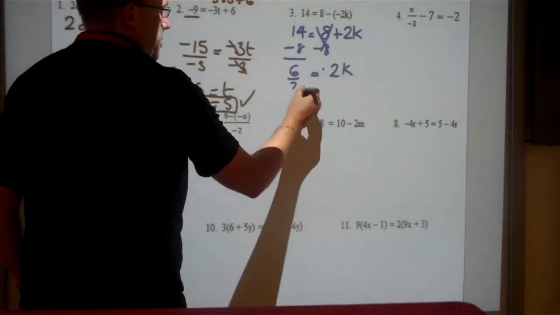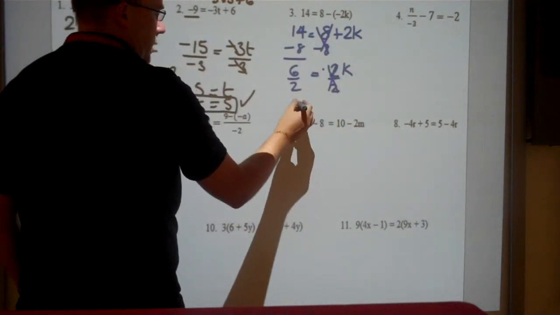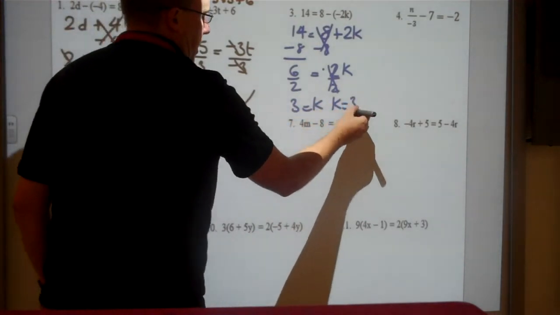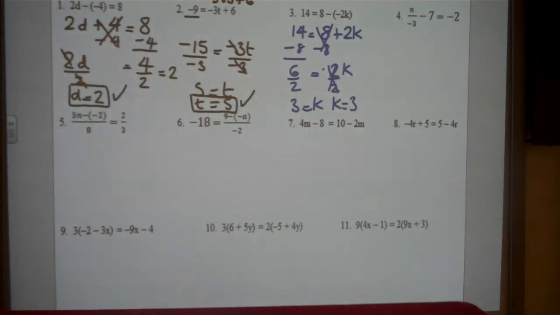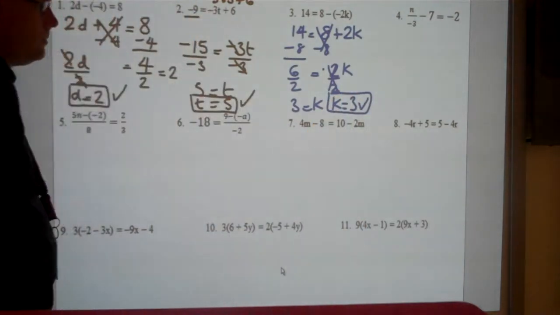Divide both sides by 2. That will cancel. And k equals 6 over 2, which is 3. And then, of course, I can switch it back again using my symmetric property. So the answer is k equals 3. You can check by substitution, but that one is definitely the right answer.